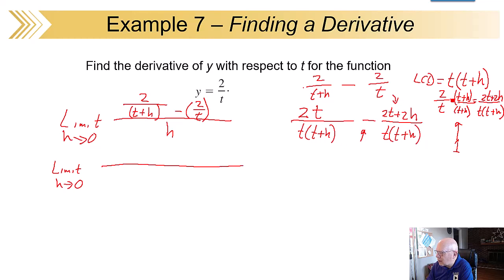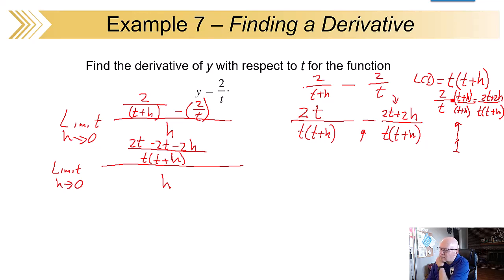In the numerator, I've got 2t over this and minus that over that. So in the numerator, there's my common denominator. And I'm going to subtract these. I've got 2t from the first fraction, and I'm subtracting this whole thing over here. So it'll be minus 2t minus 2h. And on the bottom, I still have h.